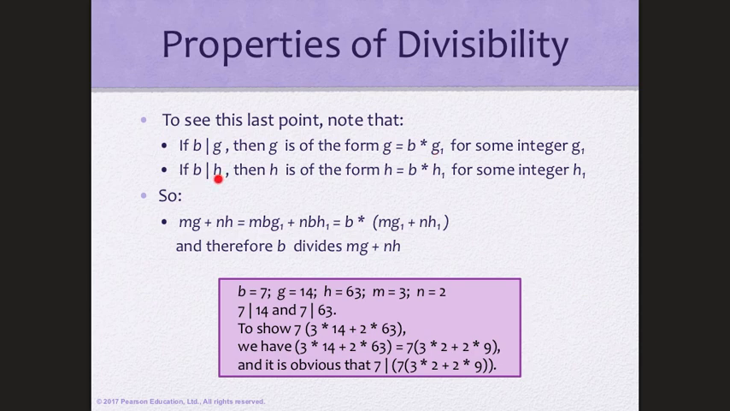And also if B is a divisor of H, then I can write H as B multiplied by some other integer, H1, okay? Now, if I want to combine those two, MG plus NH, that's the linear combination of G and H that we saw in the previous slide, then simply remove G from here and replace it by BG1, and remove H and replace it by BH1. The result is going to be MBG1 plus NBH1. I can take B as a common factor outside, right? And this resulting number is definitely divisible by B because B is a common factor of it, right? So this shows you that if B divides G and it divides H, then it divides MG plus NH for any M and N, okay?